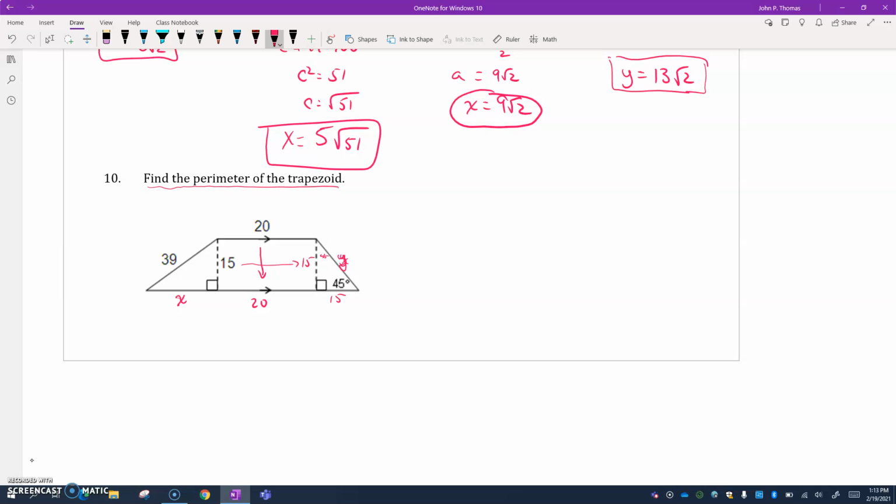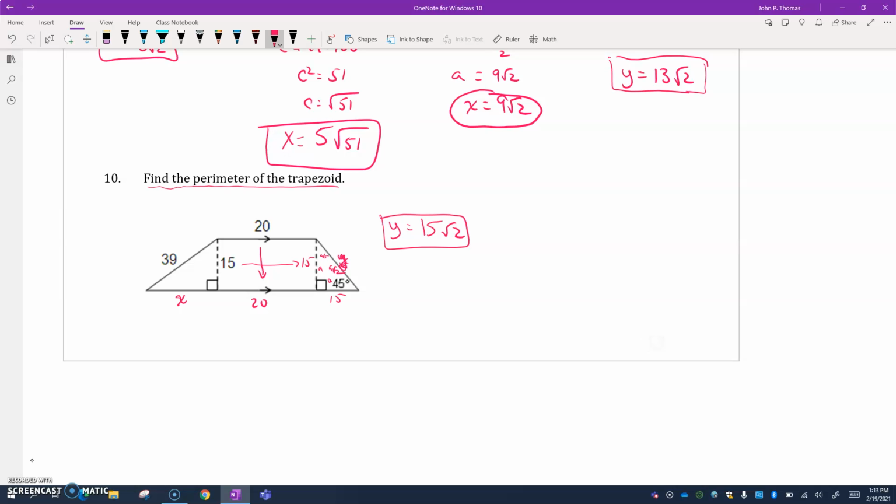So I'm going to call the 2 things I'm looking for x and y. And I'm going to start with y in this one. For y, that's a 45, 45, 90 triangle. So I can use my a root 2. So y equals a root 2, but a is 15. So we have 15 root 2. That gives me the first of the two components I need.